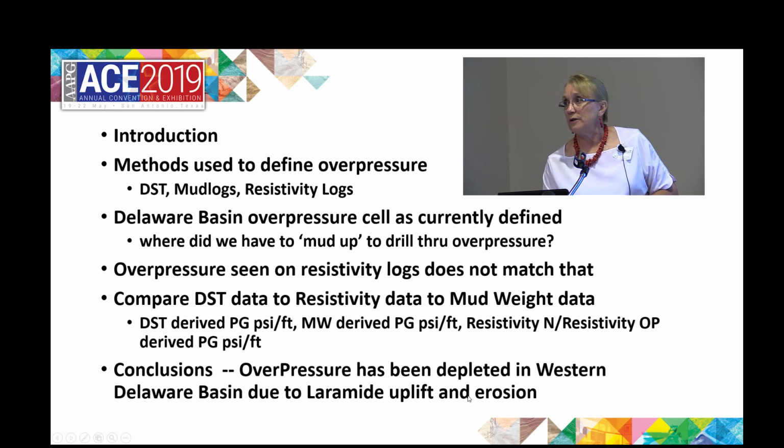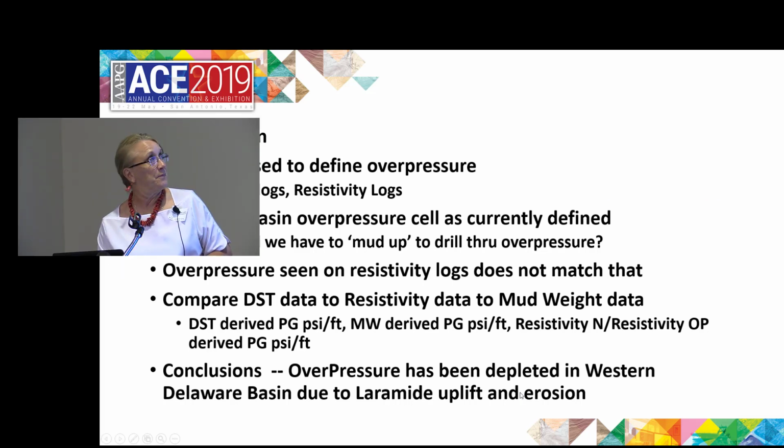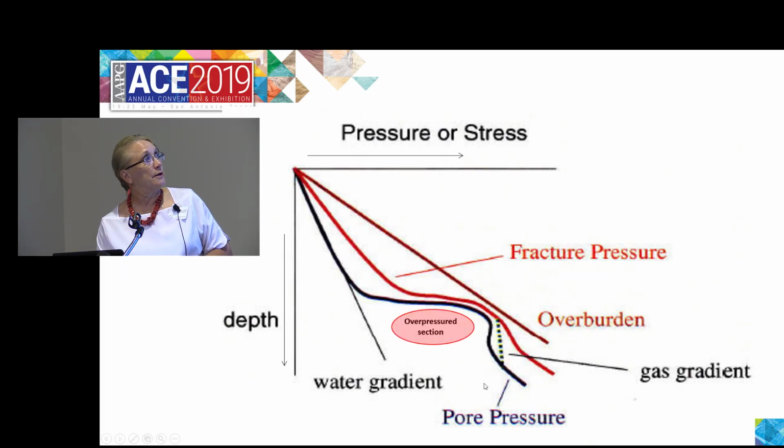So you can follow me through this work process and see if you agree with me or not. Let's just look at a standard pressure diagram. Of course, pressure or stress is increasing in this direction, depth increasing in this direction. This is overburden pressure, which would be about 1 psi per foot. This is the hydrostatic pressure or water gradient, and that's normally about 0.45 psi per foot.